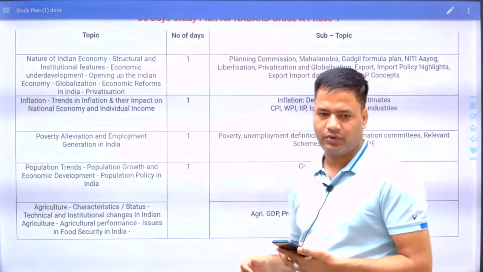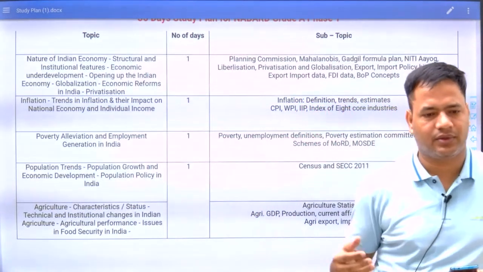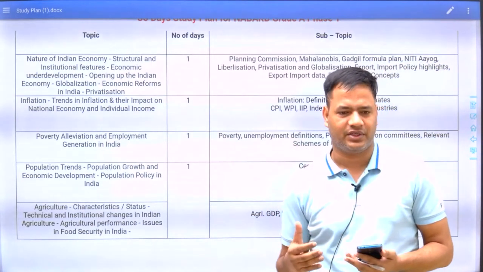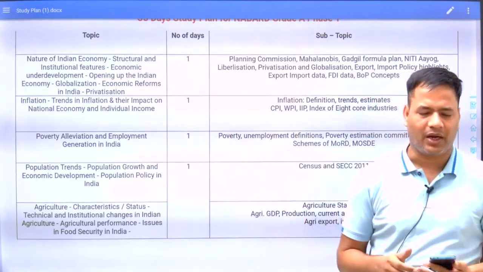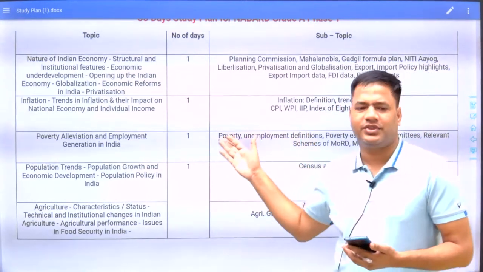Inflation, the second chapter you have to study. Various types of definitions are given in this chapter, like hyperinflation, deflation, stagflation. These are repeatedly being asked in the static part. So the content is not too much in this chapter.